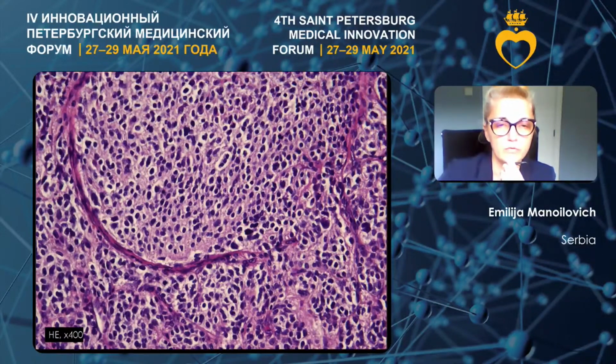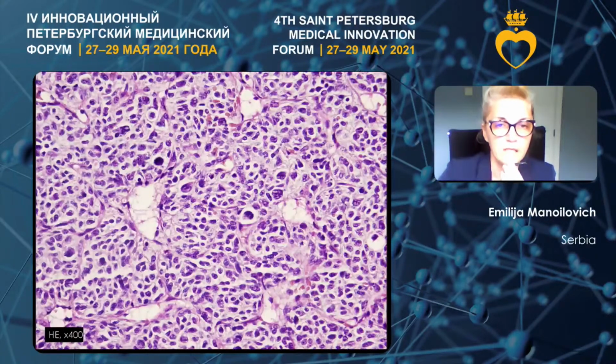Now let's move to morphology of cells. So, the majority of cells had rounded dark nuclei and perinuclear halos. They had so-called fried egg appearance, or oligodendroglial-like appearance. Nuclear atypia was very pronounced in some areas.